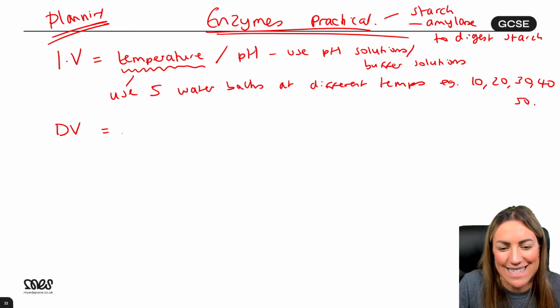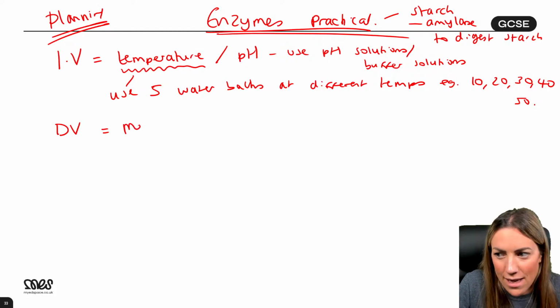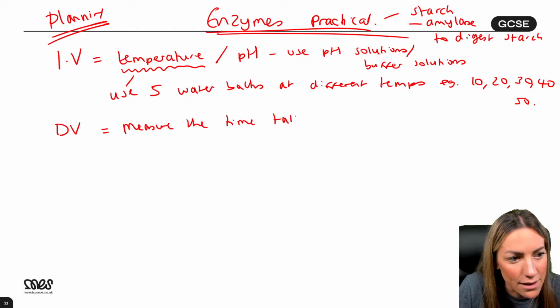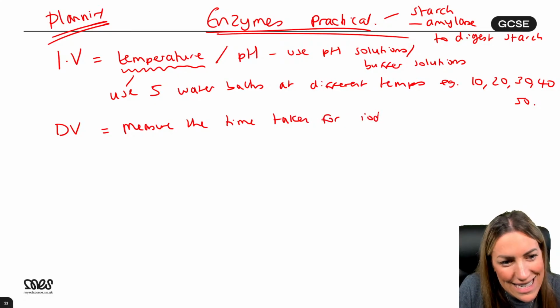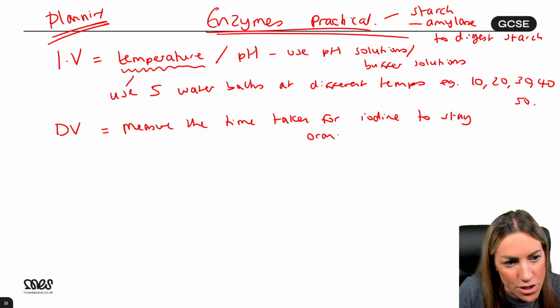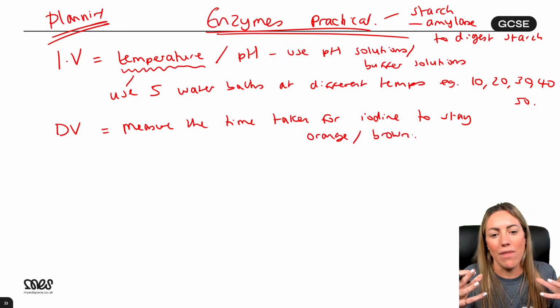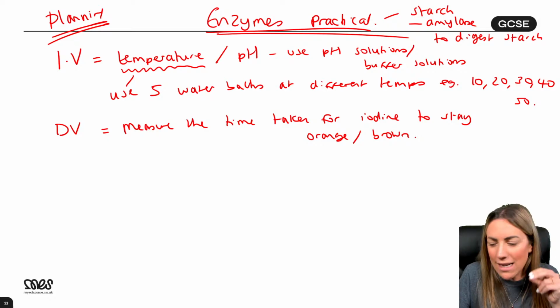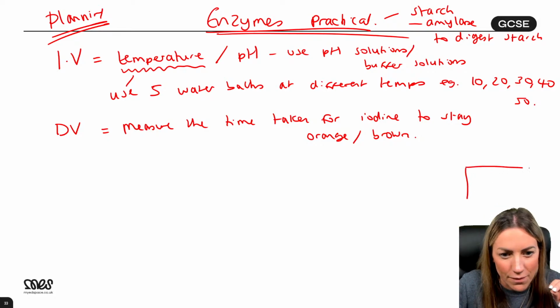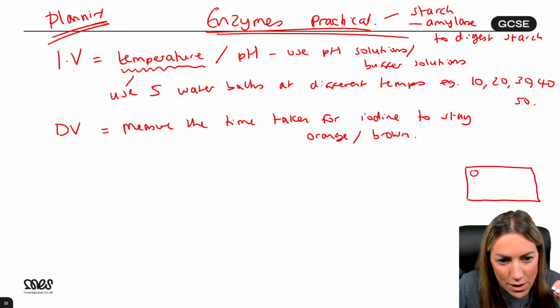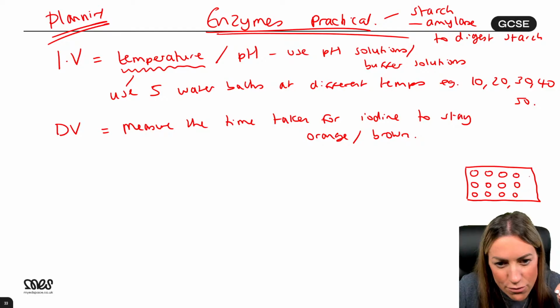Right, I'm going to use iodine, guys. I'm going to use iodine. And I'm going to measure the time taken for iodine to stay orange. Why? Can you explain? Do you get your heads around that? I'm going to literally have a little tile and I'm going to put iodine drops, and I'm going to be using iodine for this, right?